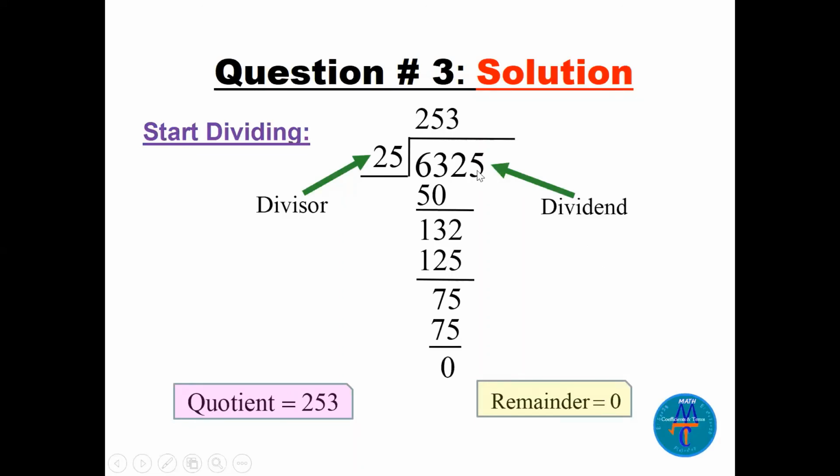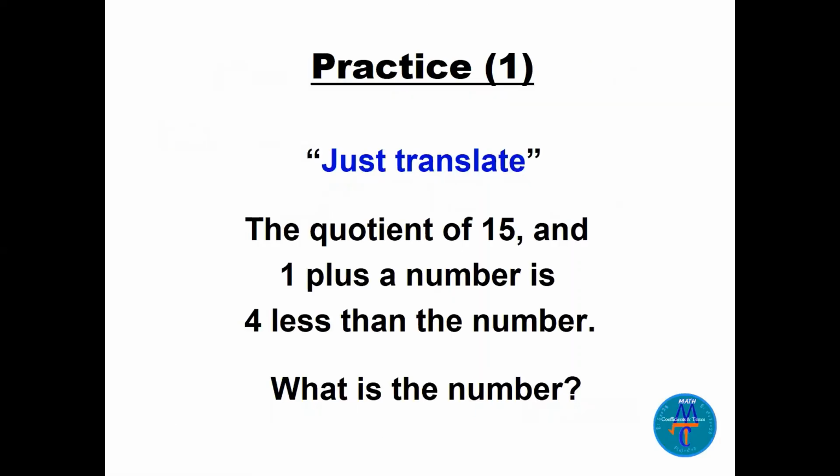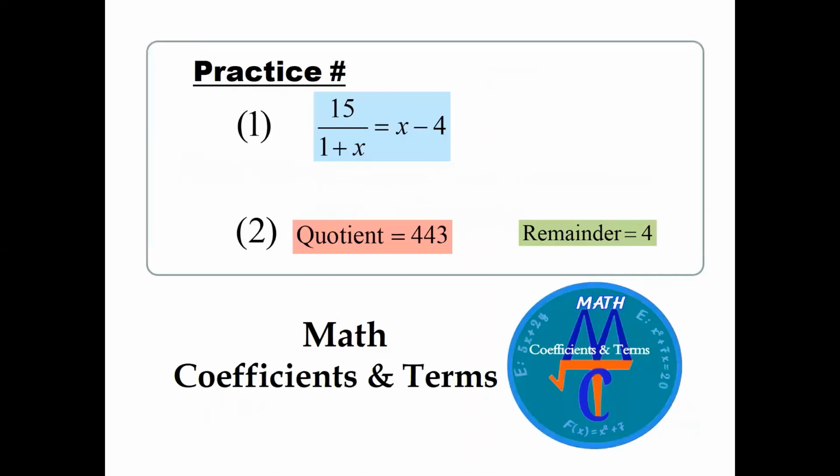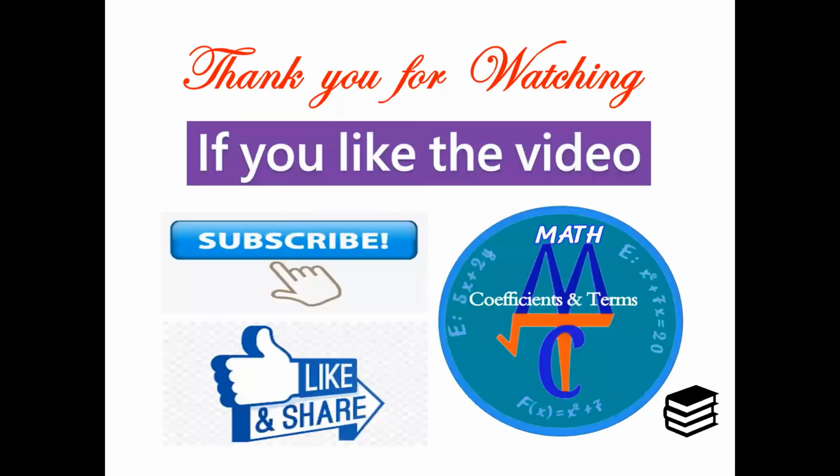See, this is what we call the dividend. I mentioned before that. This is the divisor. And the whole process is a long division. The quotient is 253. Now, usually I leave some questions as practice for you. Please just translate this question. You will find the answer on the last slide. Also practice number 2, divide 9307 by 21 and see what you get in the quotient and remainder. The answers are there, practice 1 and practice 2.